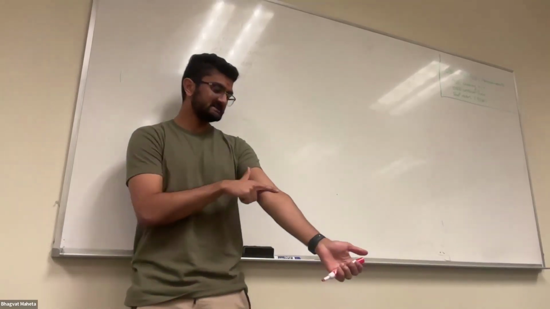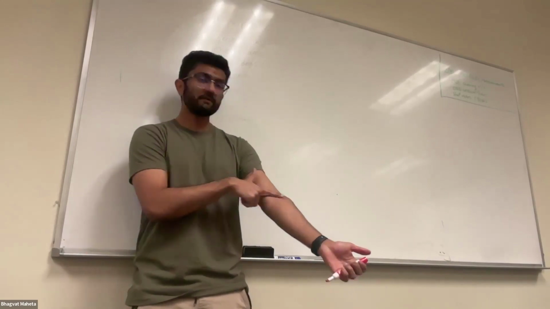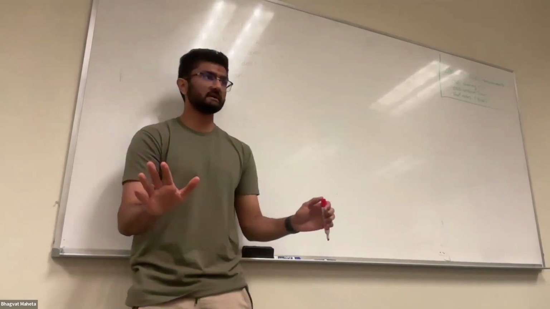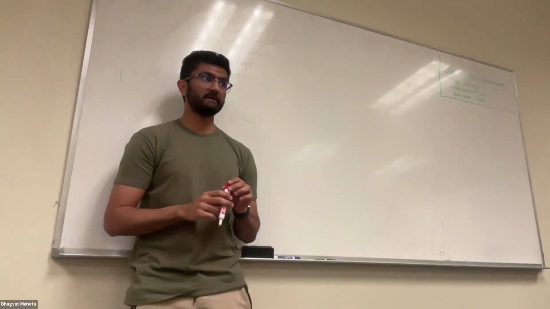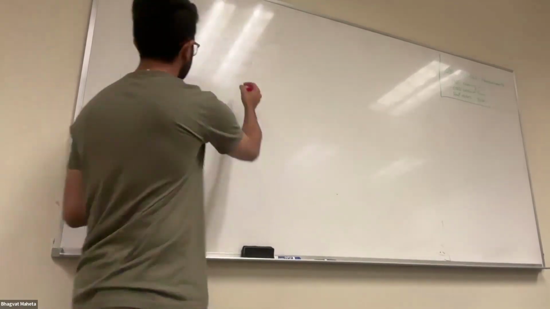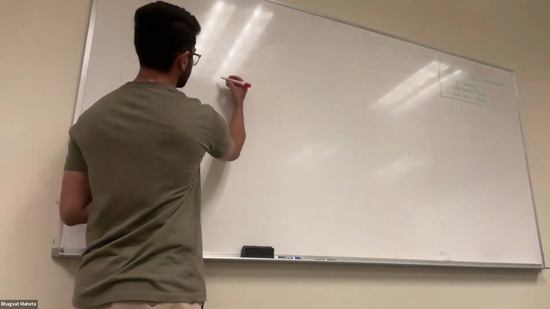Okay. Now there's a vein that goes through the middle of it, and you guys don't have to write this down. It's called the median cubital vein. That's just the name of it. Doesn't matter. Here's the heart. All right.